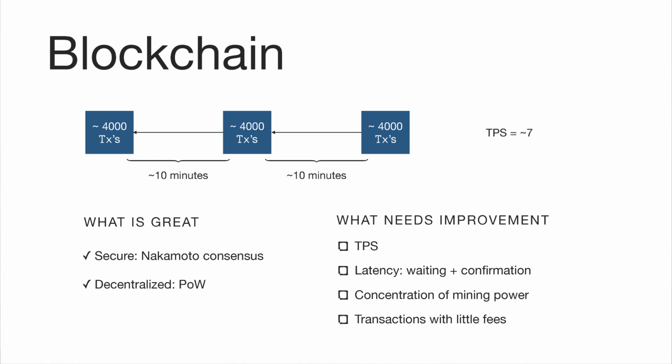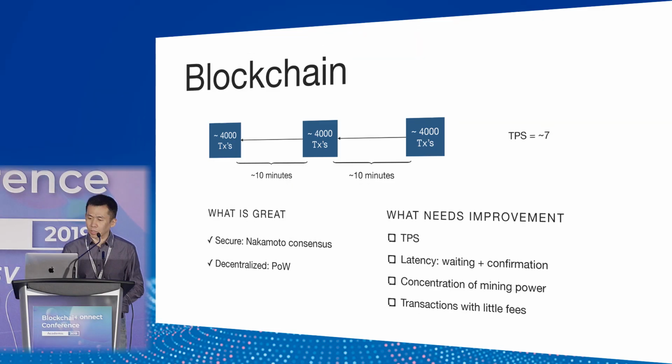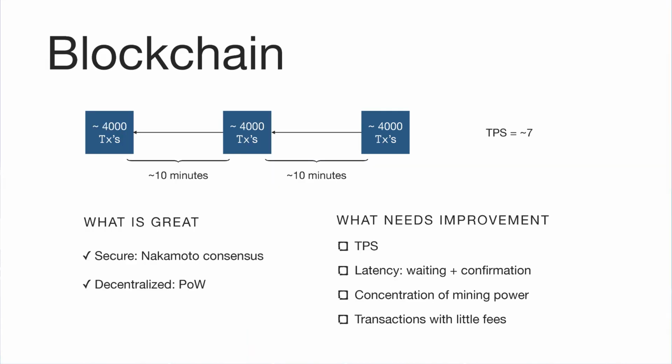First of all, with blockchain technology, take Bitcoin for example, roughly on average every 10 minutes a relatively big block is produced by one of the miners around the world. It's 1 megabyte in size, containing around 4,000 transactions. This leads to a TPS of around 7. What is so great about this system is that it has been proven to achieve decentralization and security. However, there is still room for improvement.